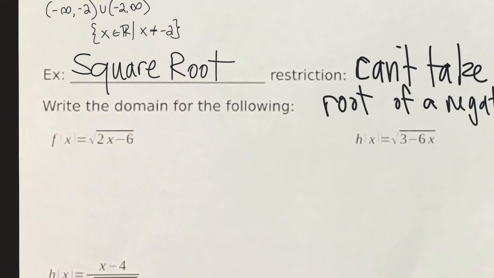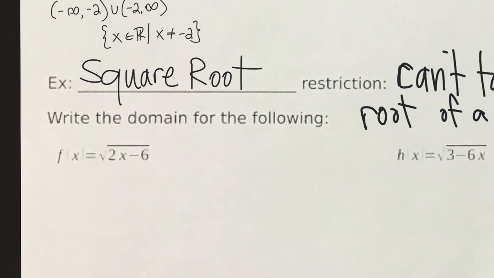So let's look at some examples. Here we have f, the root of 2x minus 6. What is the radicand for that function? 2x minus 6, right? This stuff right here. So we take our 2x minus 6 and we set it greater than or equal to 0, and then we solve.